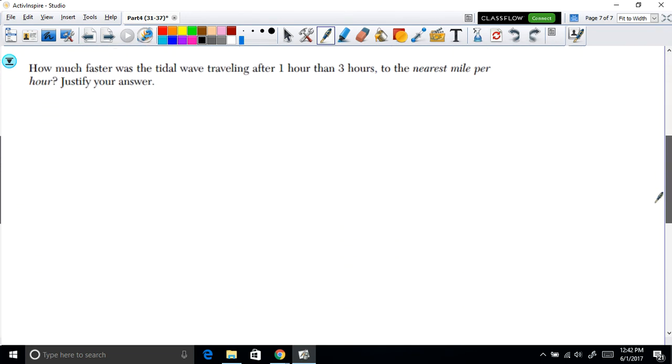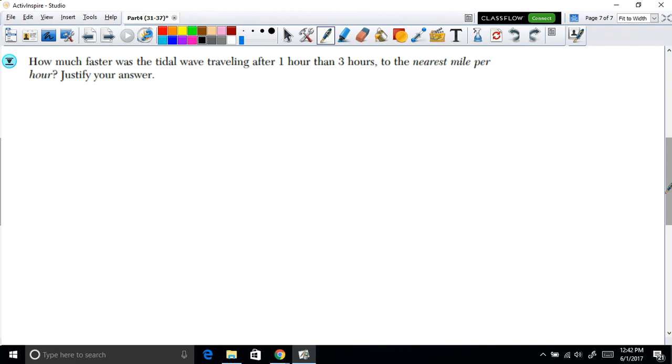Now, if we look at the last sentence of this problem, it says, how much faster was the tidal wave traveling after 1 hour than 3 hours, to the nearest mile per hour. And now we have to justify our answer. So we do have a formula, and we remember our formula looks like S equals the square root of t minus 2t plus 6. So this is the general formula here.